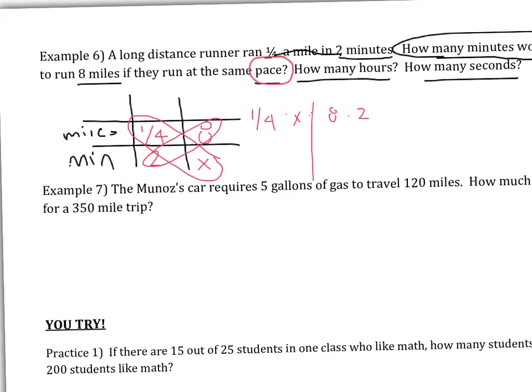Go ahead and simplify. 1/4 times x is equal to 1/4 x. 8 times 2 is equal to 16. I'm going to divide both sides by 1/4. And we get that x equals, these cancel out, 16 divided by 1/4 is 64. Now, to make sure I know what my units are, I'm going to come back over here and look. My x was with the minutes, so 64 minutes.